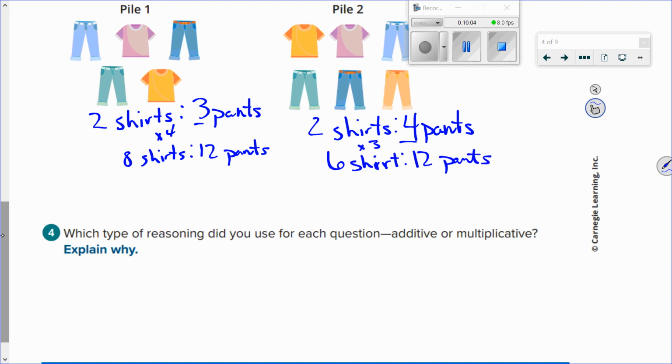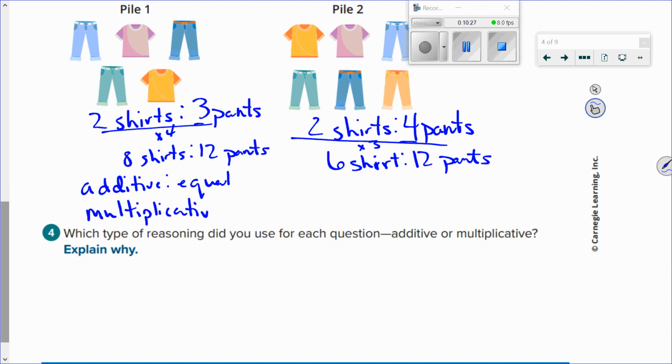So, which one would have more? Pile 1. But if I looked at it from an additive standpoint, in other words, if I just look at the numbers they gave me, they would be equal. Multiplicative, if I find a common comparison, then it's going to be pile 1. So the bottom one, if you did like I did and just put your reasoning on the problem, that's fine. Just make sure you had some explanation as to why those added up.